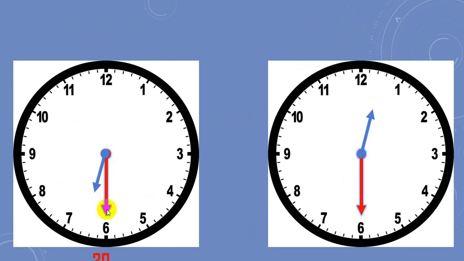Again, the minute hand is pointing at 6 and the hour hand is between 6 and 7. So that means half an hour has passed after 6 o'clock. So I'm going to write half past 6, or 6:30.